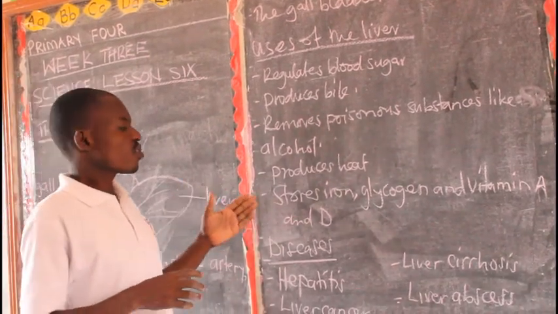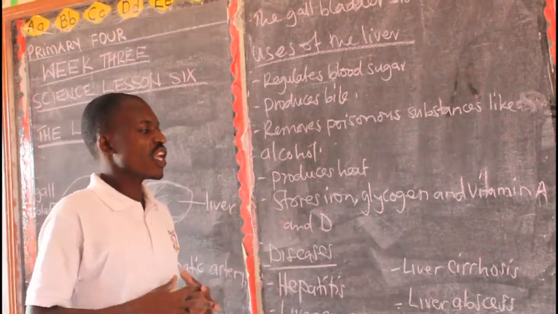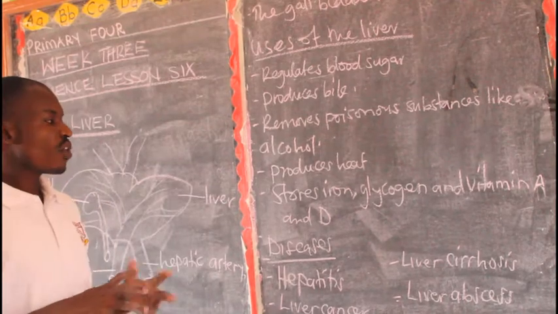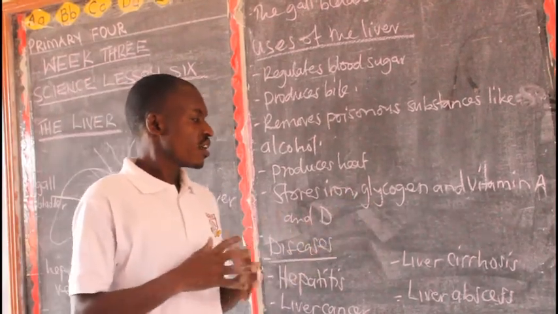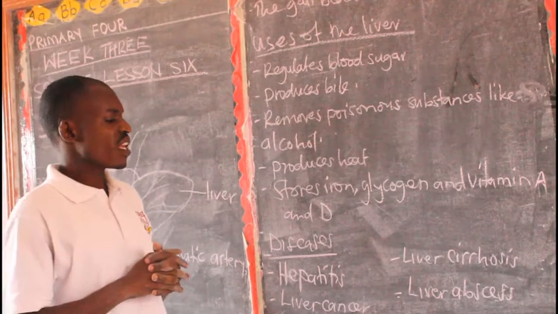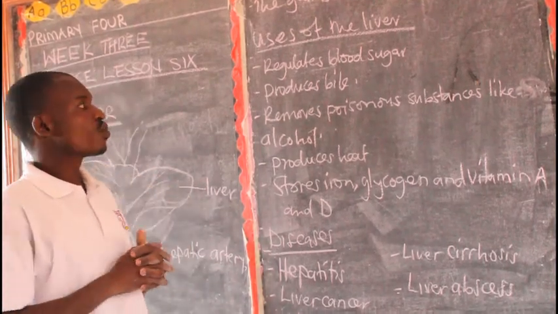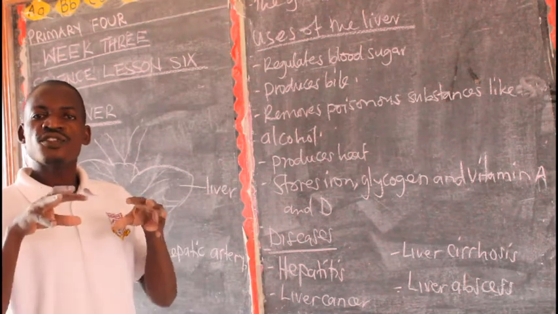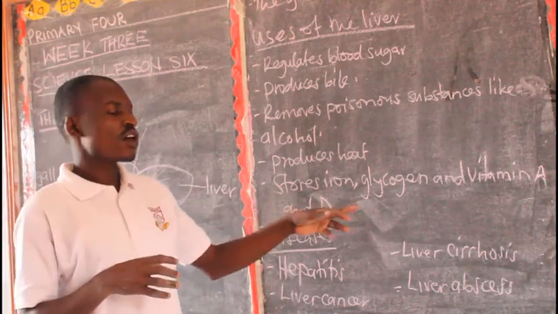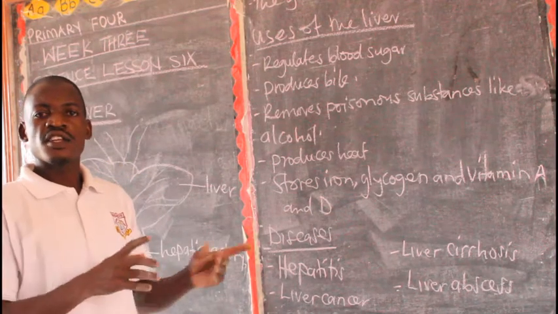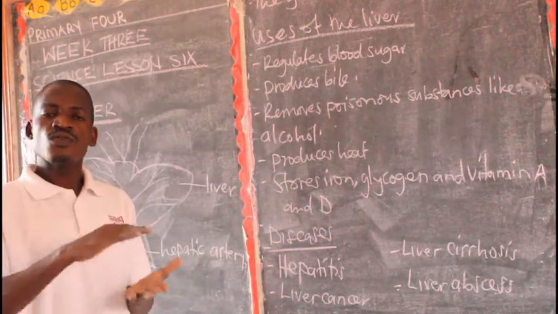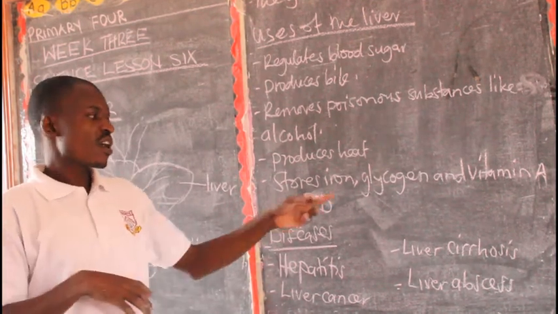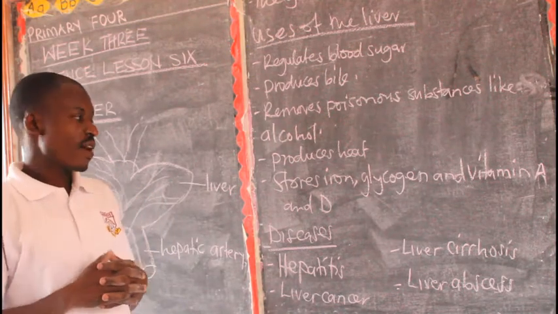Then the liver also stores iron, glycogen, and vitamins A and D in the body. Glycogen comes as a result of having excess glucose in the body, what we call blood sugar. When the sugar in the body is too much, that sugar is converted into the food called glycogen and is stored in the liver. So when your blood sugar goes high, the liver removes some and converts it into glycogen, which is stored in the liver.